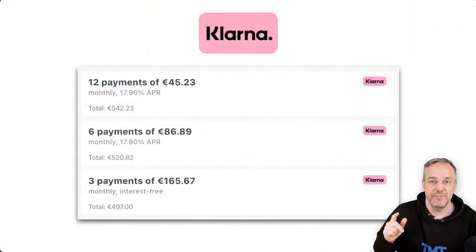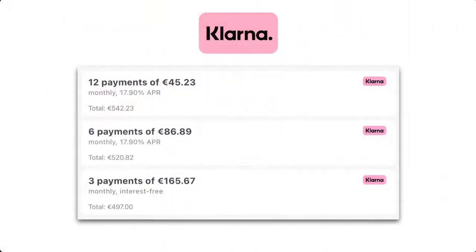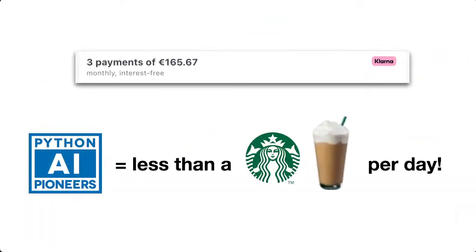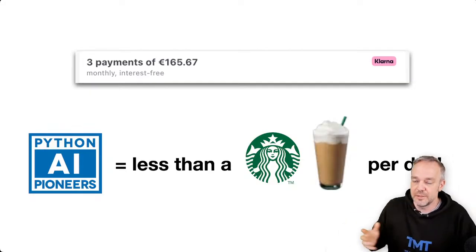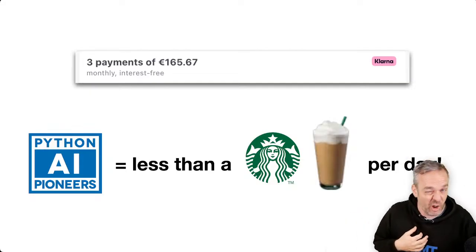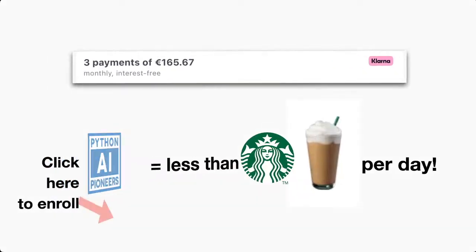So let me show you my favorites here. Klarna. They let you split this into 3, 6, or even 12 monthly payments. And this is really cool. If you go with the 3 payment option, it's completely interest-free. So that works out to just 165 bucks per month. That's less than your daily coffee habit. And that's saying something from somebody living in Vienna with a lot of coffee houses. Okay? So it's really affordable.